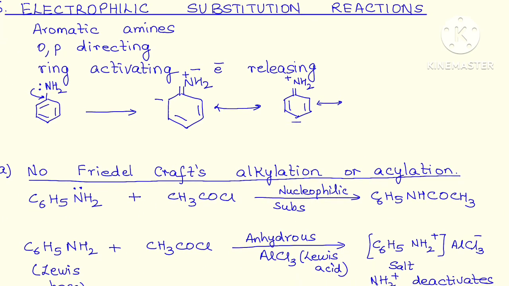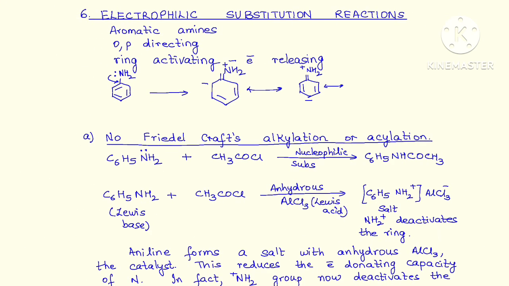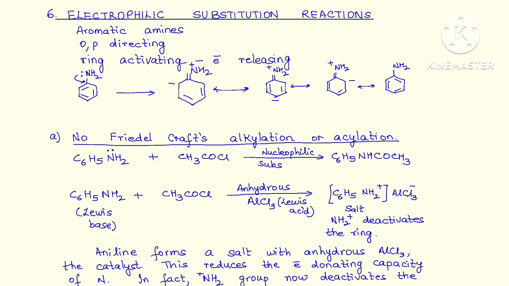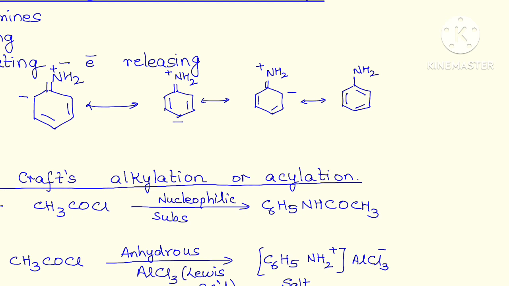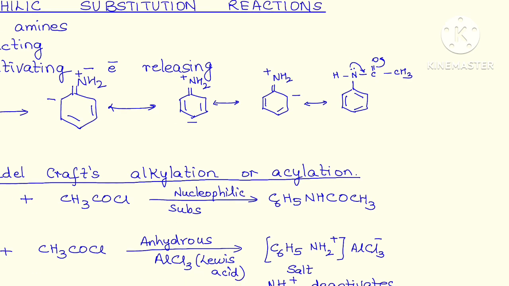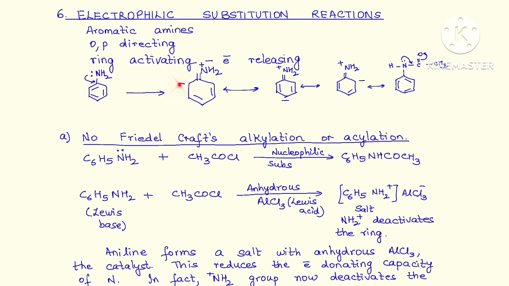Now you see over here, there we had drawn the canonical structures of aniline, and we had this state. Now there are additional two canonical structures which will come into the picture if C double bond O CH3 is also there. Now here our electrons will get engaged with the carbonyl group as well. Now our electrons are not as readily available to the benzene ring.